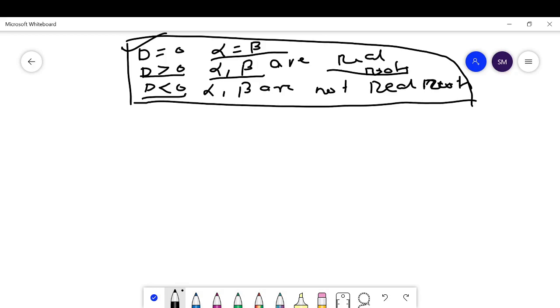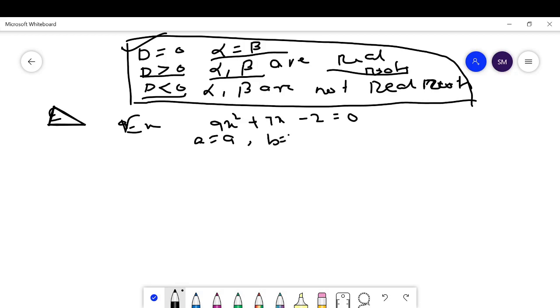Now let us solve an example. The question given is 9x square plus 7x minus 2 is equal to 0. Here you have to find a equal to 9, b equal to 7, c equal to minus 2. By using the Sridharacharya formula, we get the roots of the equation.